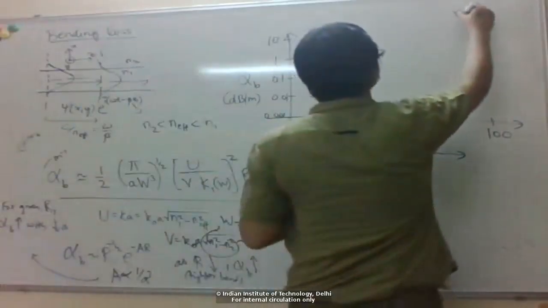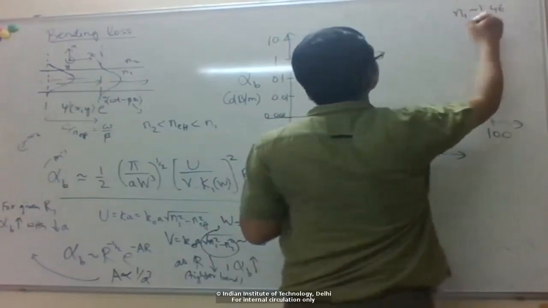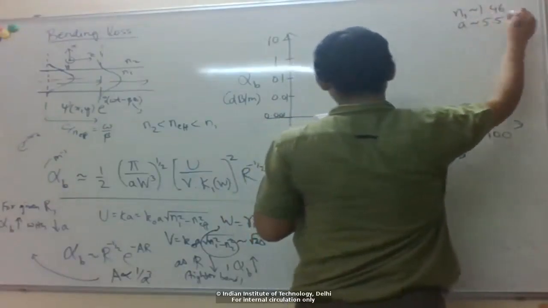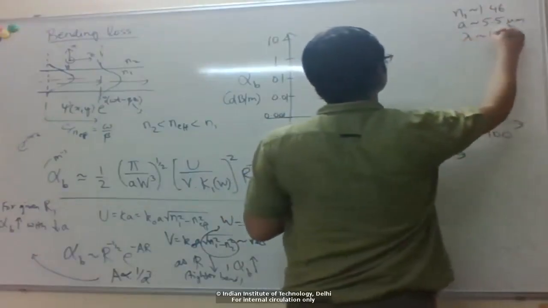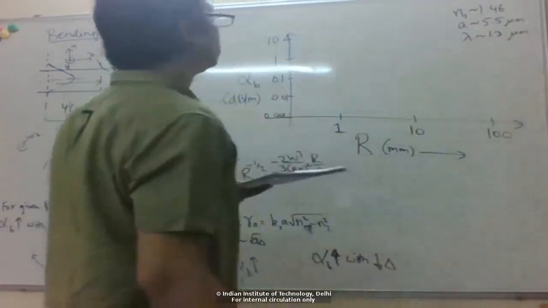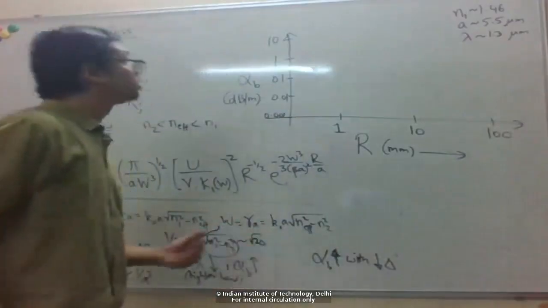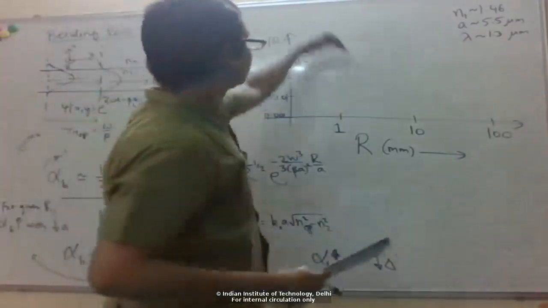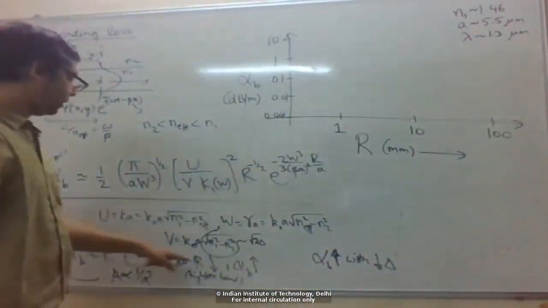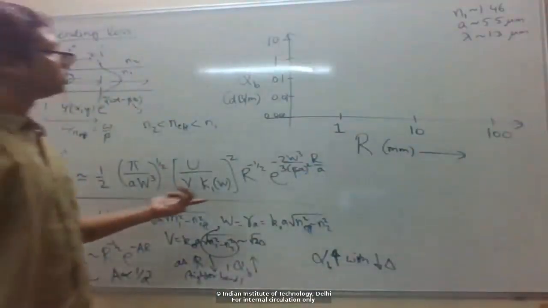So we take a particular fiber with some parameters here, like typical single mode fiber parameters. So n1 is 1.46. Let's say core size about 5.5 micron. Wavelength of operation 1.3 micron. Okay, and then we vary this index difference, delta. Then for each index difference, we'll get a particular curve, right? So as the bend radius increases, the loss goes down, right?